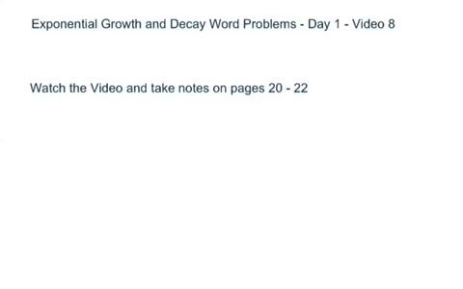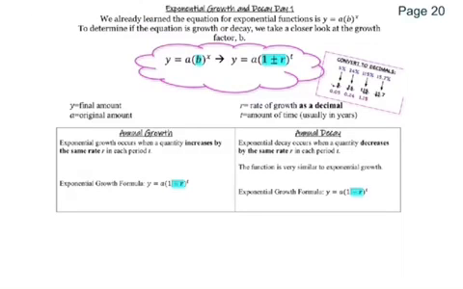Today we're going to start going over exponential growth and decay word problems. So turn to page 20 so we can get started on a few notes. In this unit, we've already learned the equation for exponential functions is y equals ab to the x power, where a is the y-intercept and b is the base.